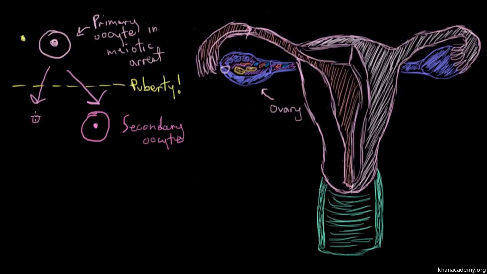So this little guy over here that didn't get much cytoplasm still has a full complement of chromosomes. But it still ends up being pretty small and not really very functional, so it kind of withers away and dies. And it's called a polar body. So you end up with this really large secondary oocyte, and this is what ends up getting ovulated.